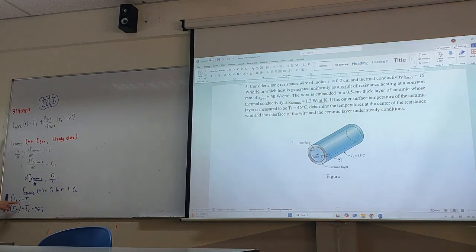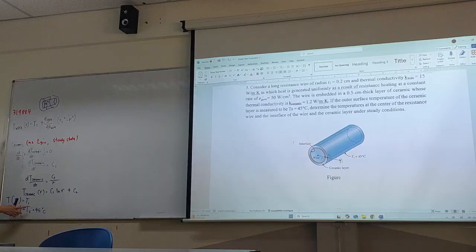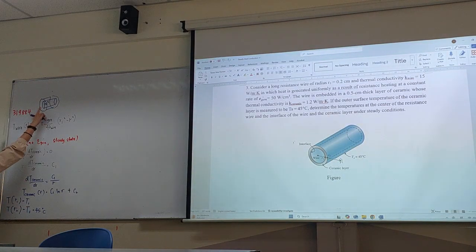This one you can simply put. Some students say they want to put T2. You can put T2, it's just labeling. You know that it indicates the temperature at the surface already. So in this case I name the inner one T1, and the outer cylinder I name T2, or Ts.